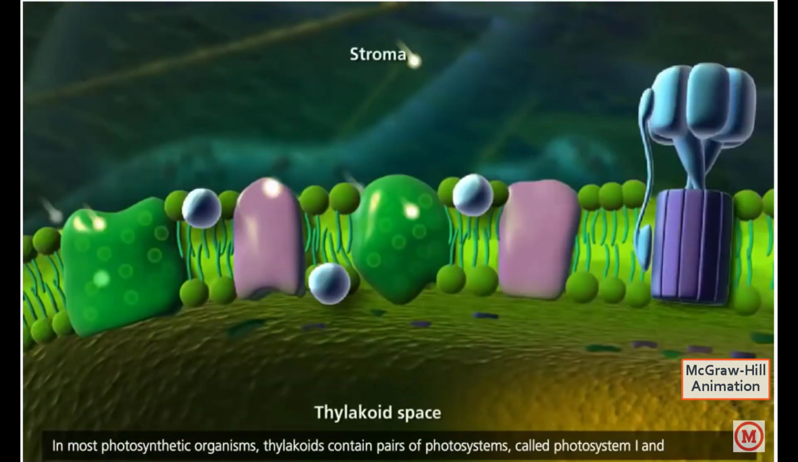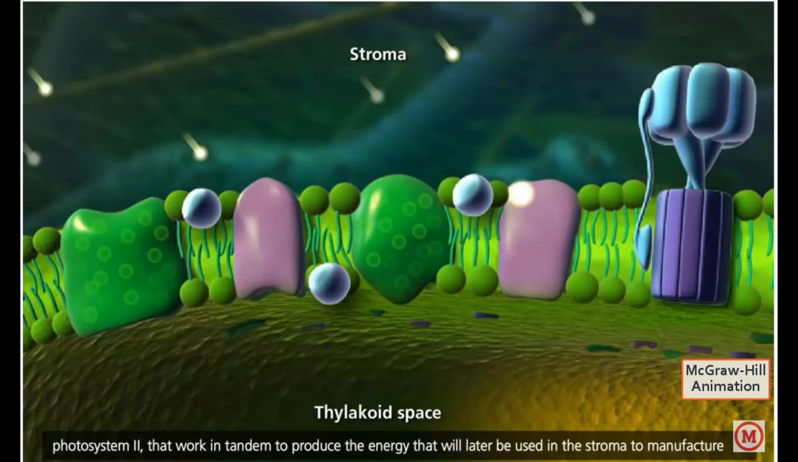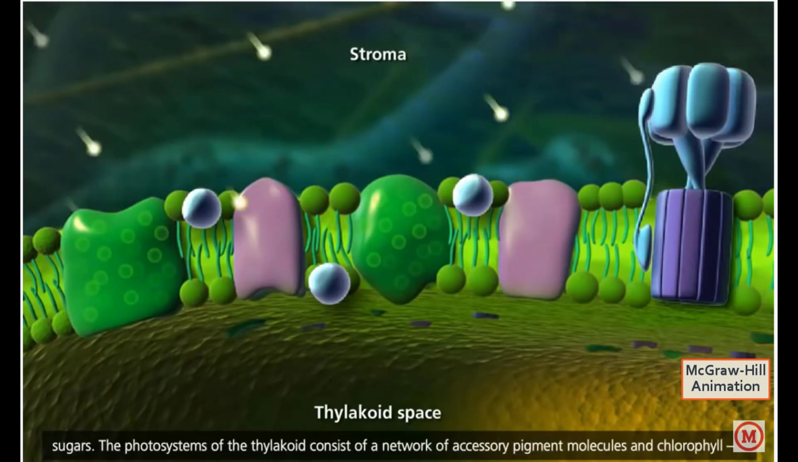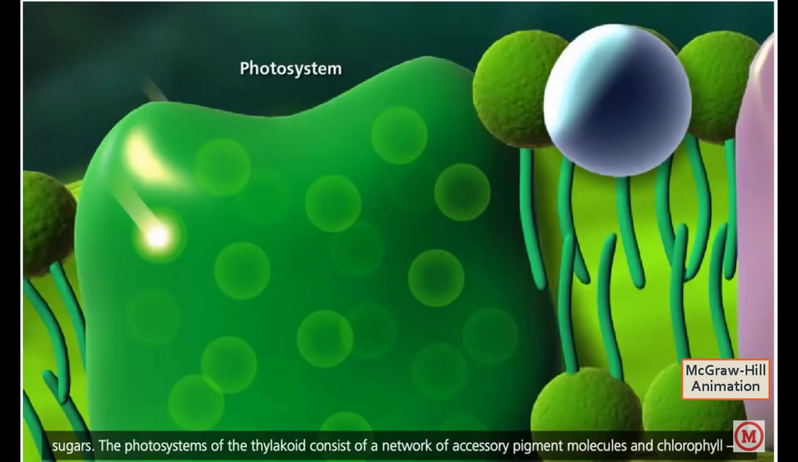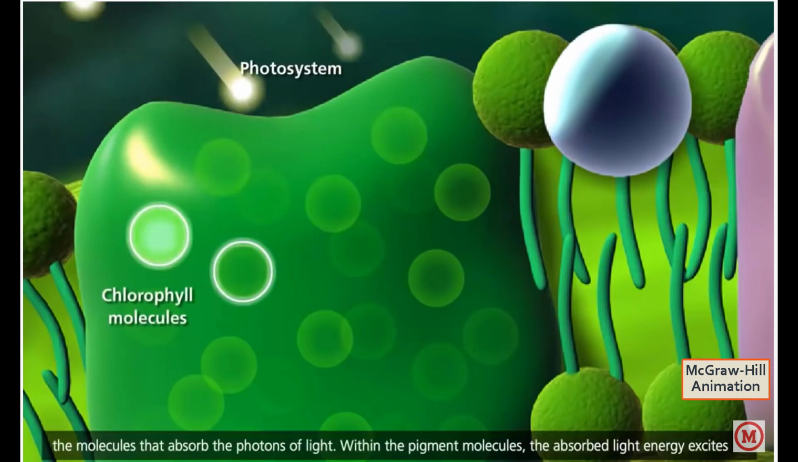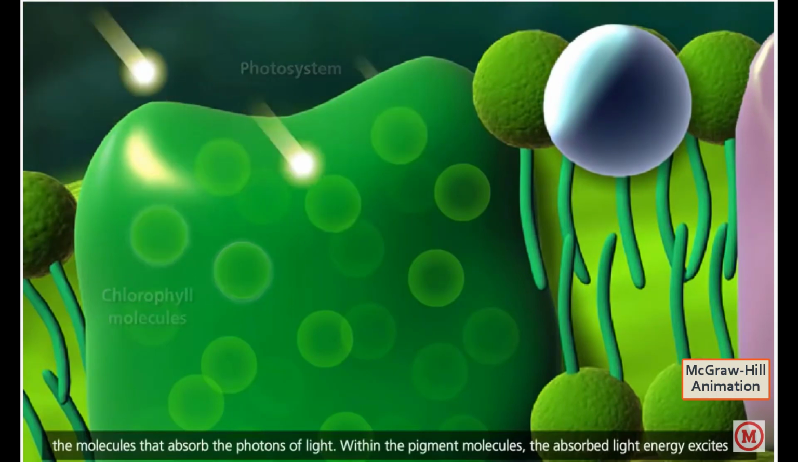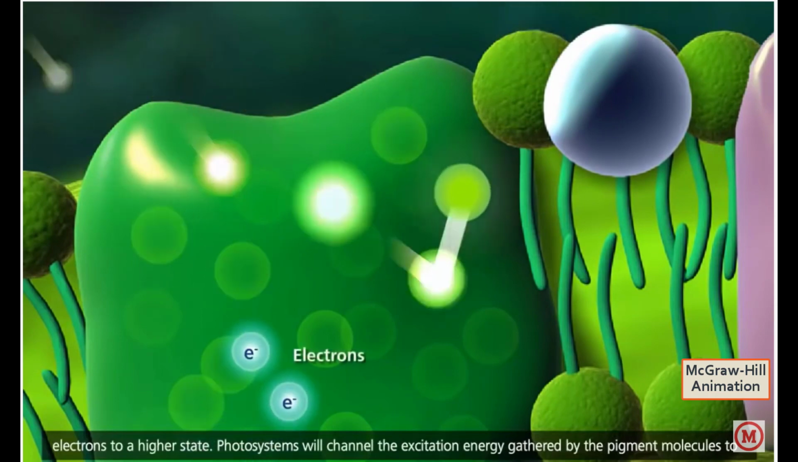In most photosynthetic organisms, thylakoids contain pairs of photosystems, called photosystem 1 and photosystem 2, that work in tandem to produce the energy that will later be used in the stroma to manufacture sugars. The photosystems of the thylakoid consist of a network of accessory pigment molecules and chlorophyll, the molecules that absorb the photons of light. Within the pigment molecules, the absorbed light energy excites electrons to a higher state.